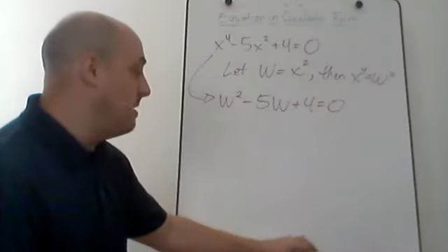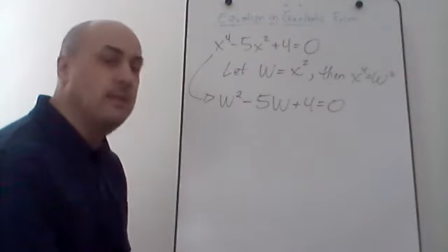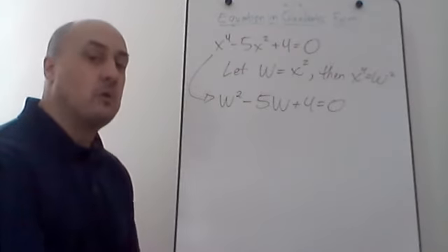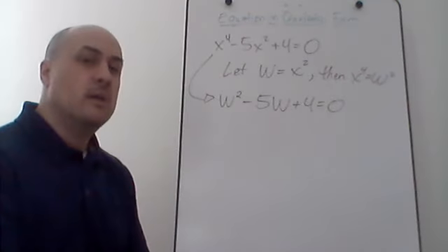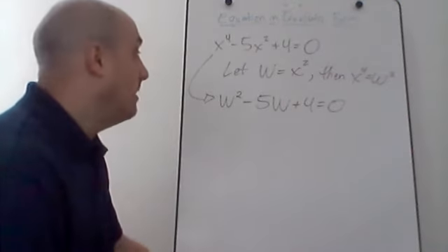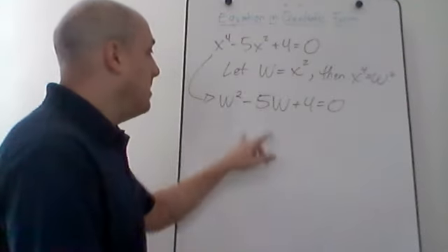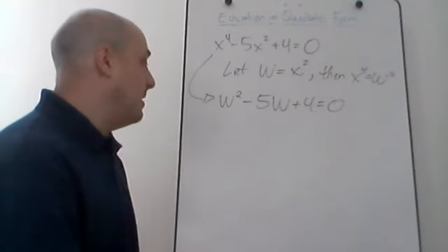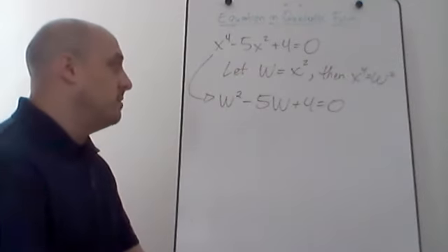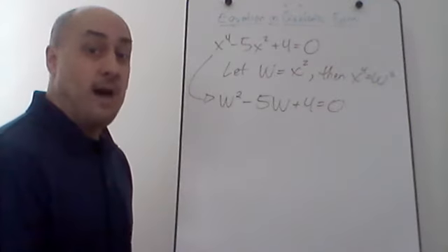Like I said, it comes up every once in a while when you get into calculus, a little bit in pre-calculus, but definitely more often when you get to calculus. So something important to understand what's going on there. All right, so I made my substitution. Now I have a quadratic equation, w squared minus 5w plus 4 equals 0. So now I have options to solve.